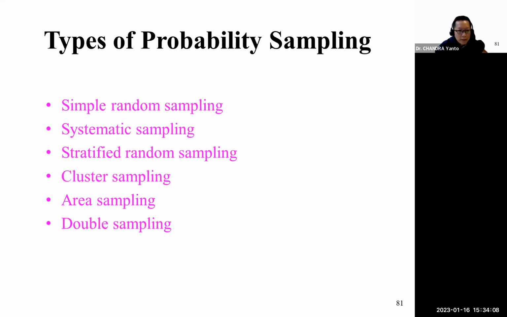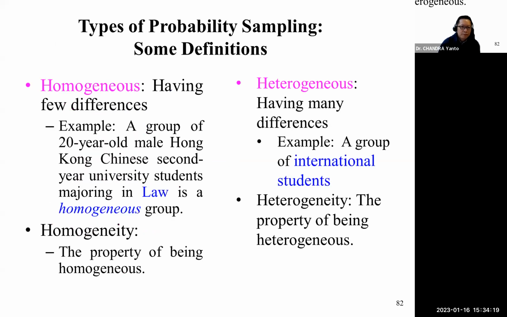So in terms of probability sampling, there are different types. Let's go through them: simple random, systematic sampling, stratified random sampling, cluster sampling, area sampling, and other types. So for example, in terms of probability, some definitions for the probability-based sampling. What is called homogeneous? What is called heterogeneous?